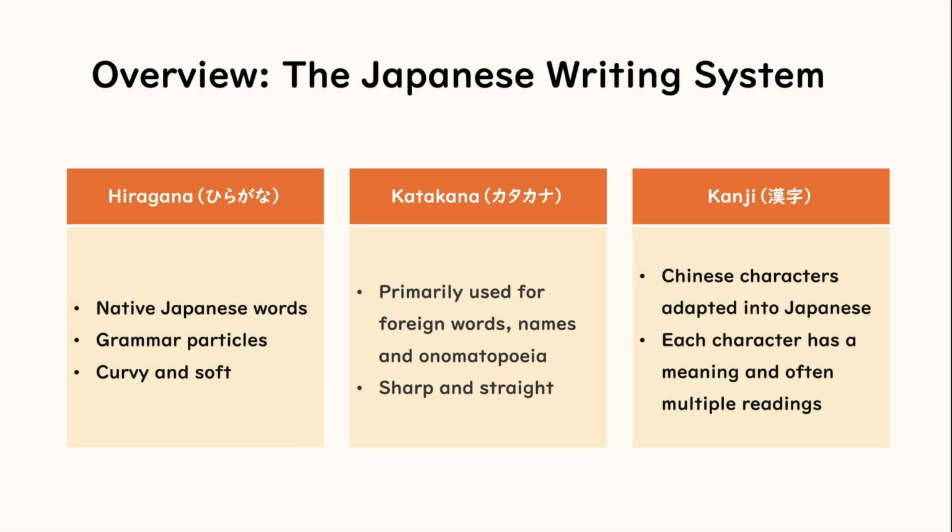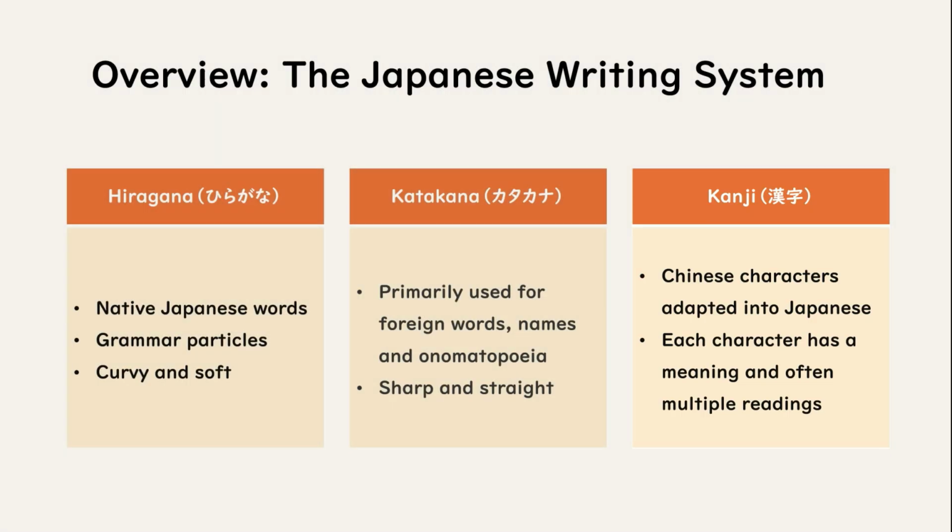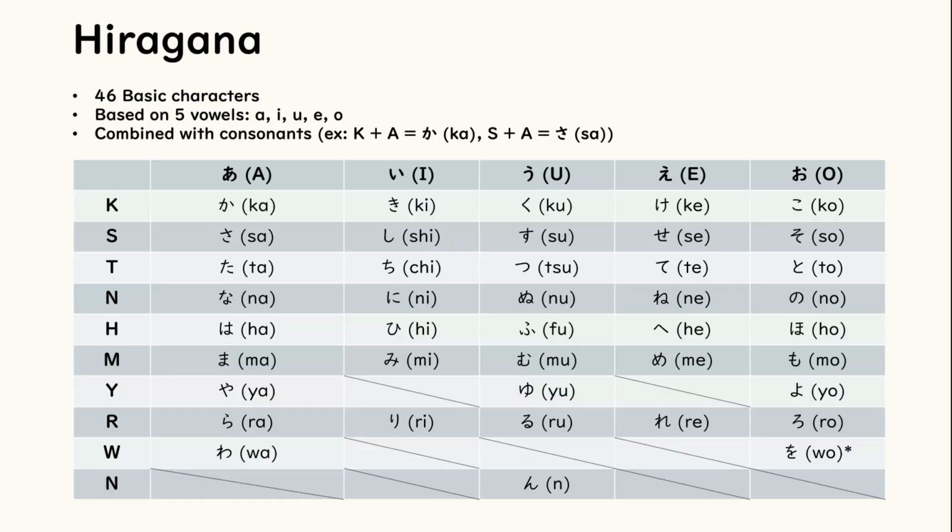And finally, kanji. Kanji are Chinese characters that were adapted into Japanese. Each kanji has its own meaning, and many kanji have multiple readings. Kanji may look difficult, but don't worry, we'll learn them step by step in a later video. Today, we'll focus on hiragana. Now let's look at the hiragana chart.